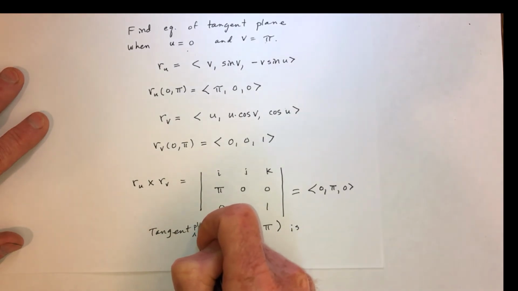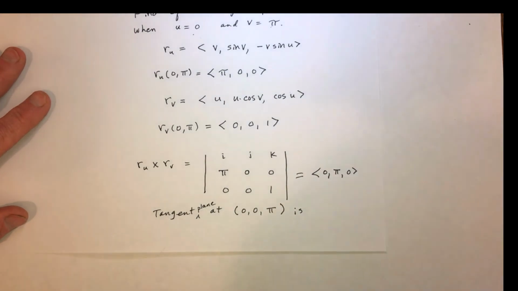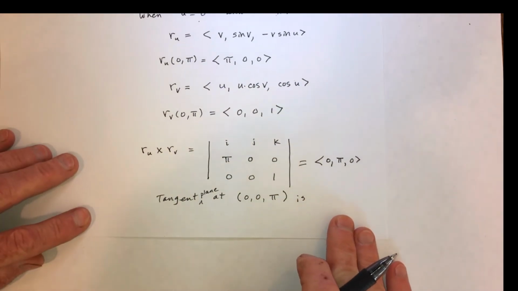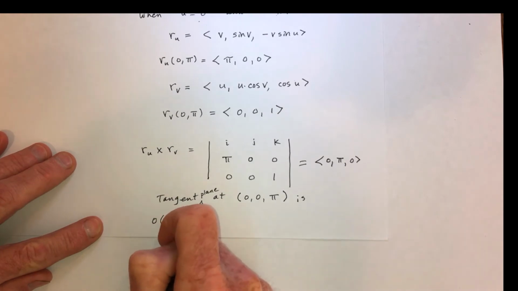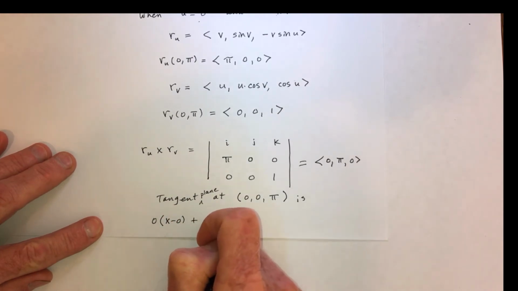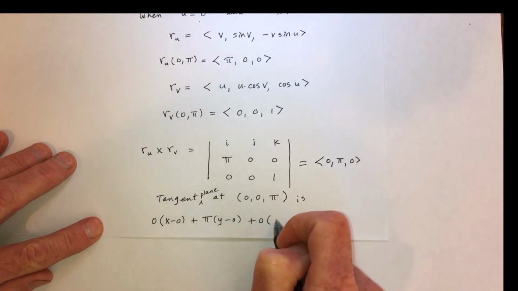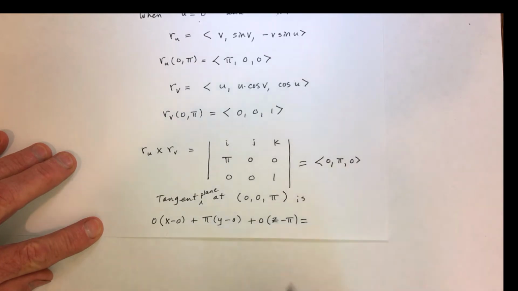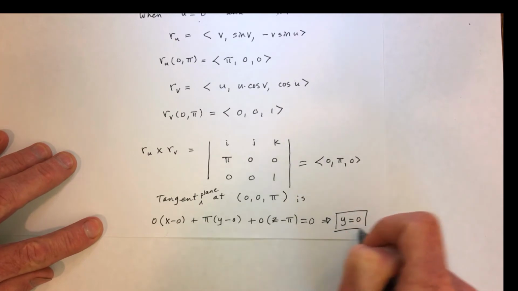Oh, right here I meant to say tangent plane at 0, 0, pi is, and now just do the little formula. You know what, I think I can even fit it right here. So use the vector, and these are the a, b, and c that go in front. So it would be 0 times x minus 0, and then plus pi goes in front of y minus 0, and then plus 0 goes in front of z minus pi, and then it equals 0. So this would be 0, because that's 0 times it, so that's gone. This is also gone, which means all it leaves is pi times y equals 0. That means the answer is y equals 0 is the tangent plane.